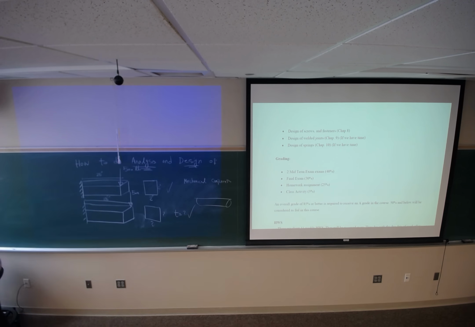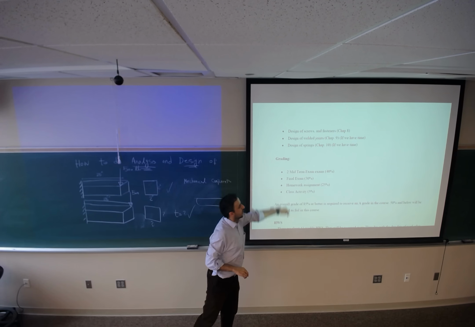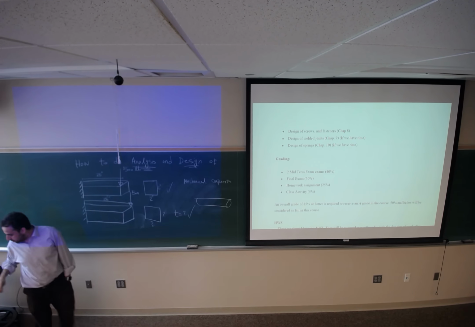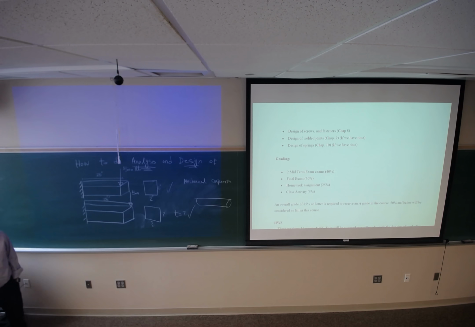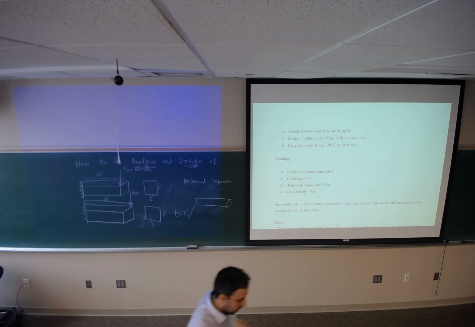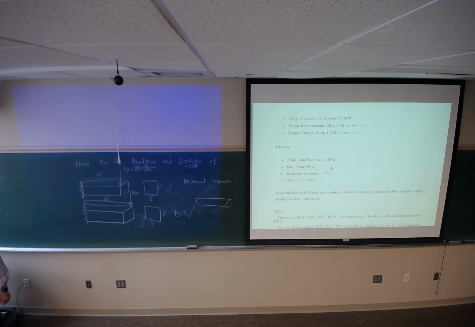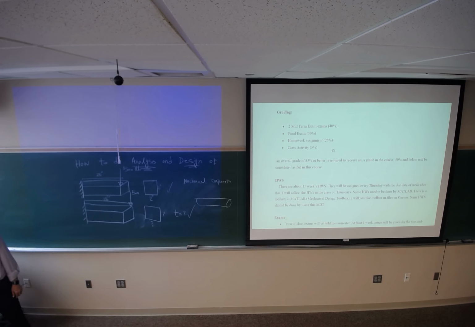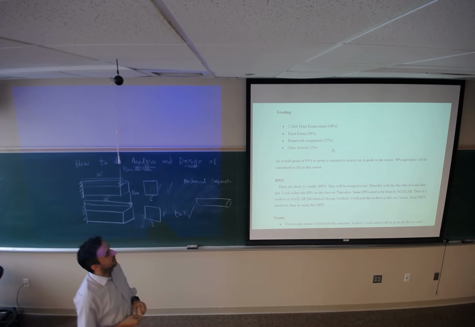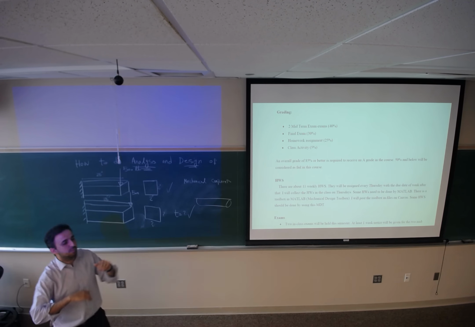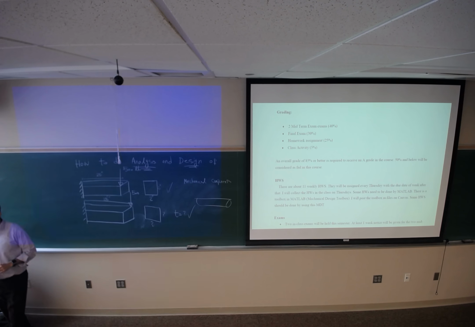So for the grading, we have 2 midterms, each 20%, final exam 30%, the homework has 25%, and class activity has 5%. We don't have any project for this course. And for the grading, 85% and above is getting A, and 50% and below is getting F, and I distribute the grades between 50 and 85.